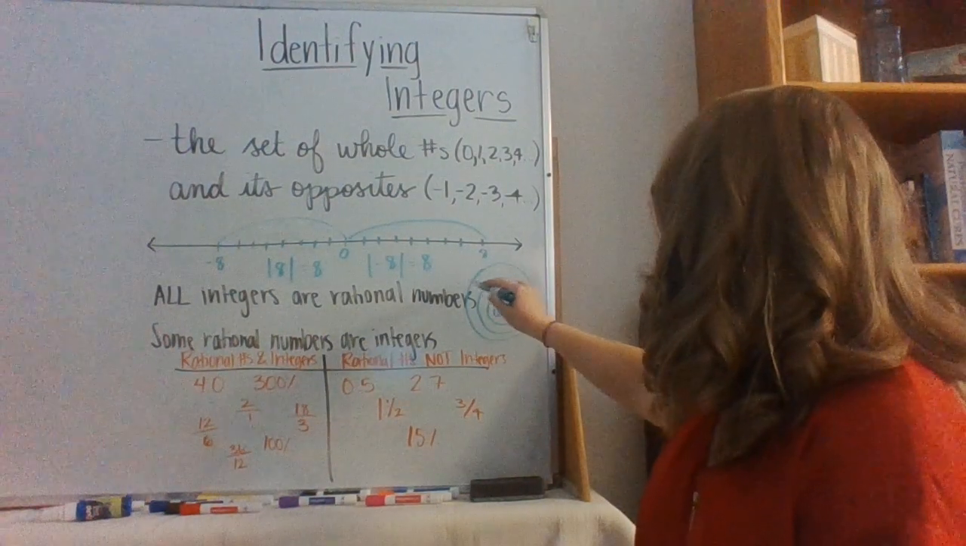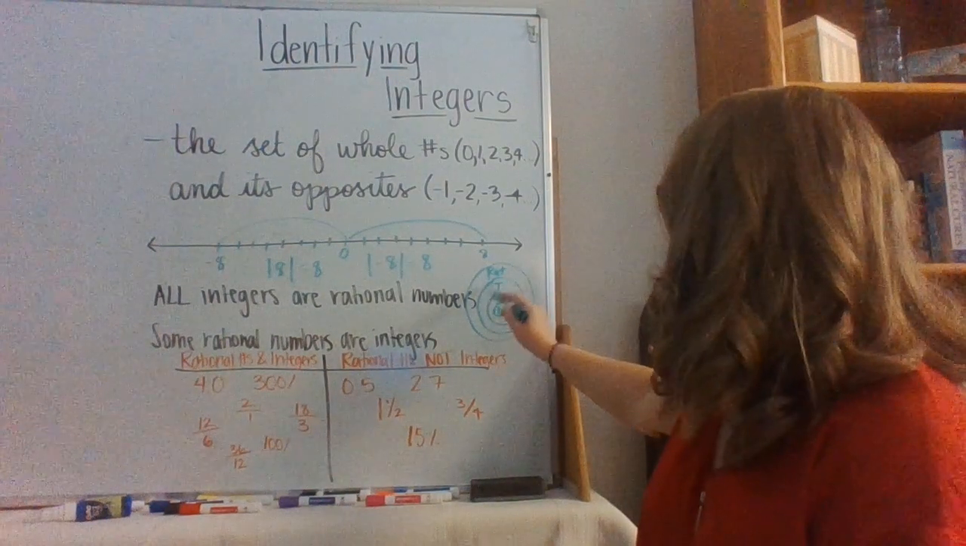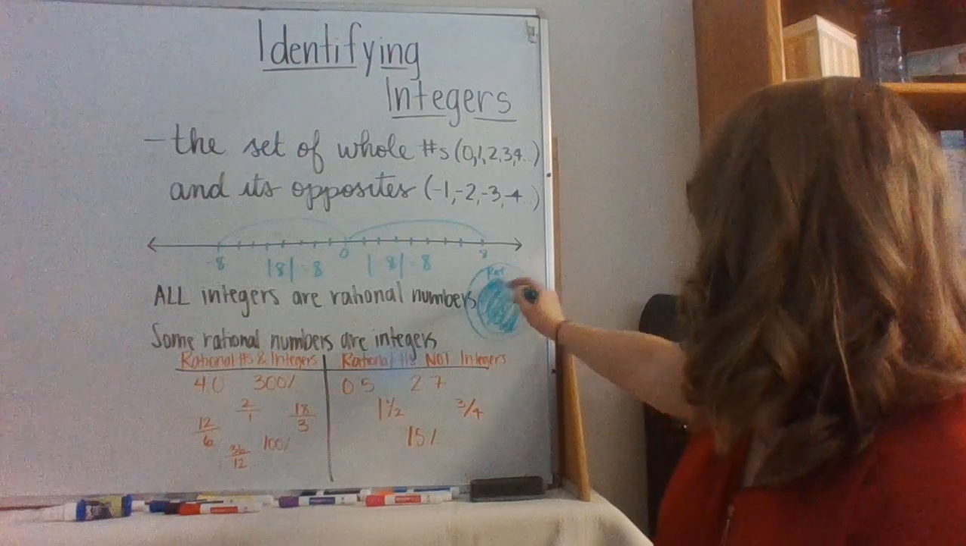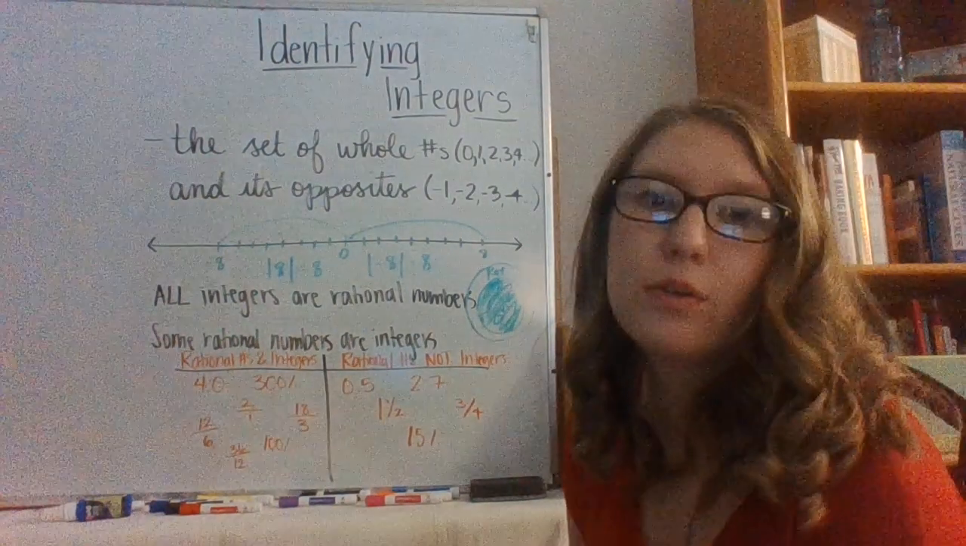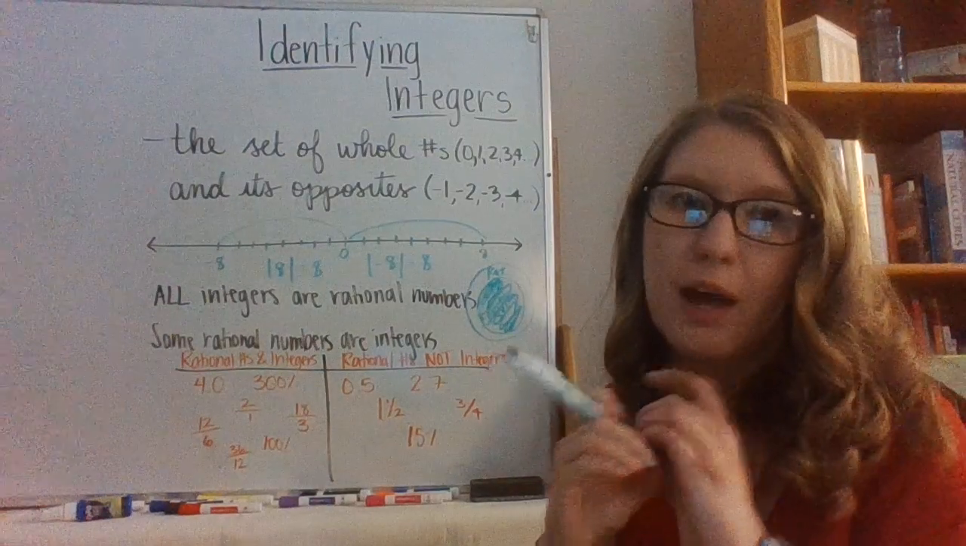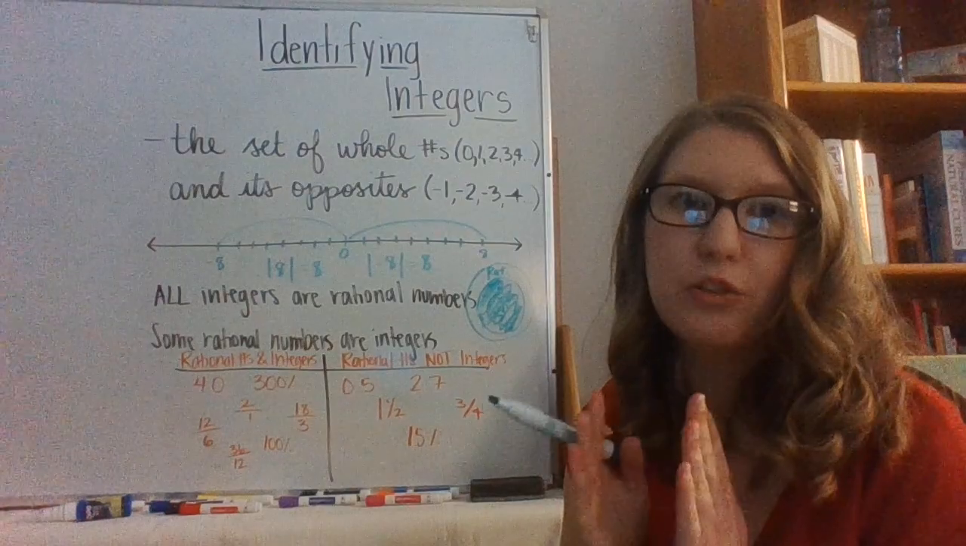And then my big circle on the outside are my rational numbers. So all of my integers are completely inside of the rational number circle. They don't overlap. This isn't a Venn diagram. All of my integers are rational numbers.